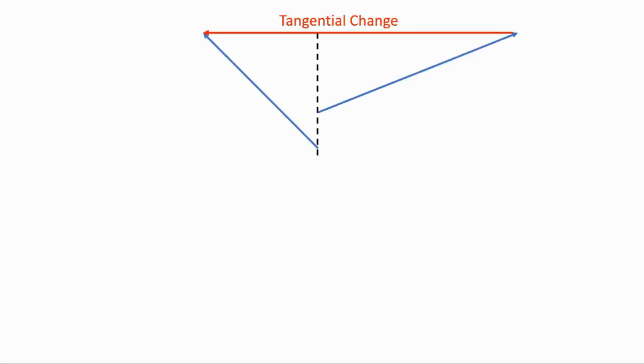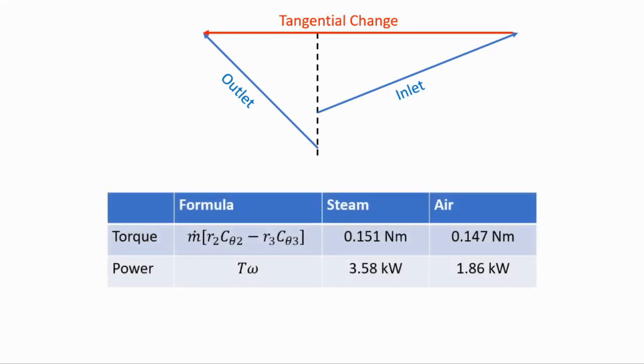The tangential change in absolute velocity from inlet to outlet was used to calculate the system torque, which resulted in power outputs of 3.58 kilowatts for steam and 1.86 kilowatts for air. And that's your calculations report.